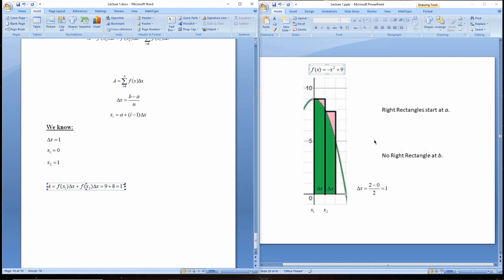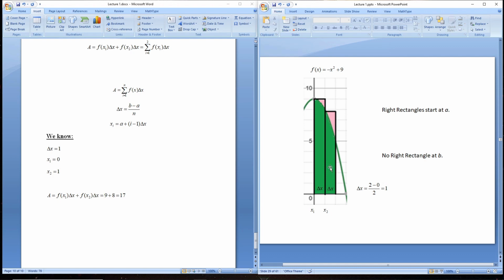And that is our answer. Our approximation for the area under the curve with two rectangles is 17 units. Units, meters squared or feet squared, inches squared, whatever units, but that would be 17.